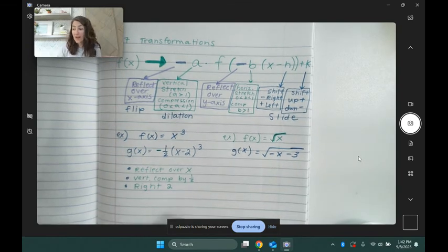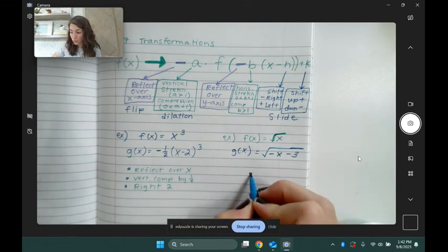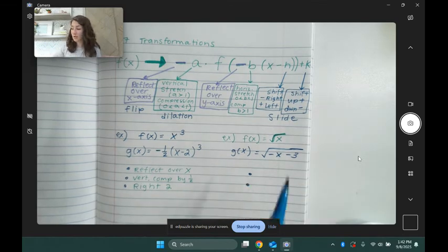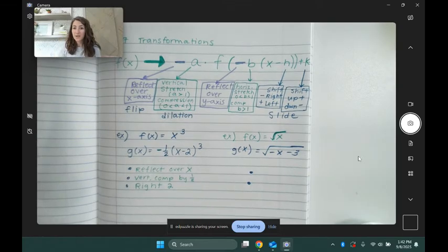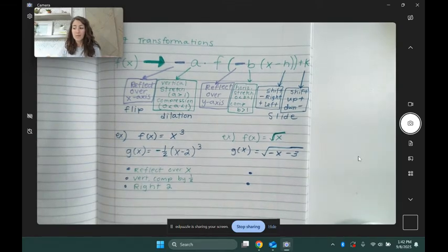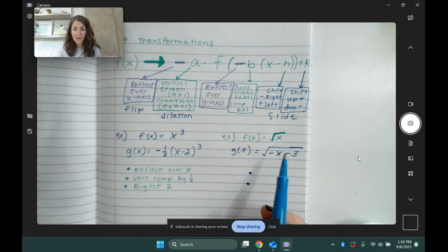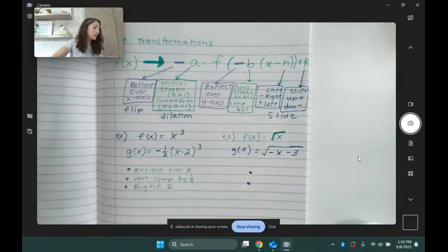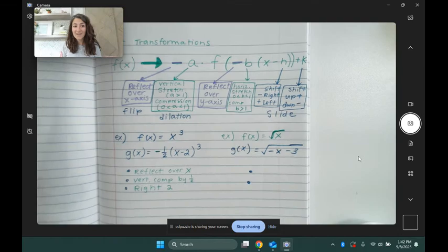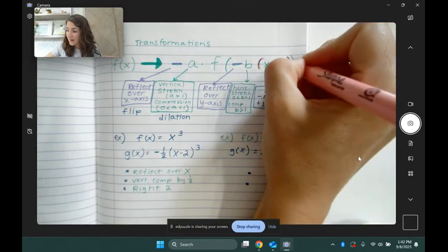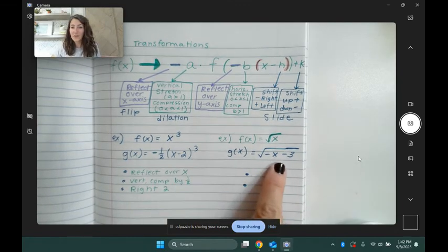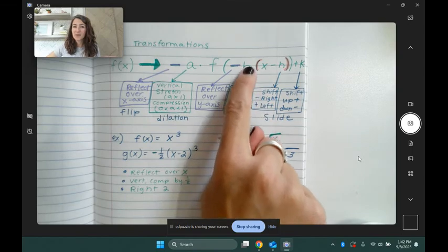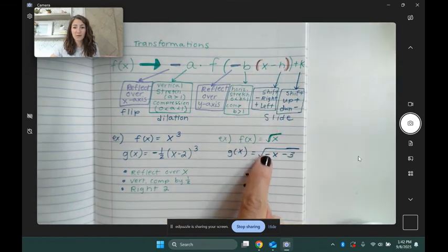So now looking at this, how many things changed? 2. 2 things changed here. I've got a negative and I've got a minus 3. But the reason I wanted to put this one on here is that this looks like a reflection and a shift to the right. But because up here in my rule, it's got these parentheses around x minus h, and this doesn't, I want you to think like this b had been distributed to those 2 things.